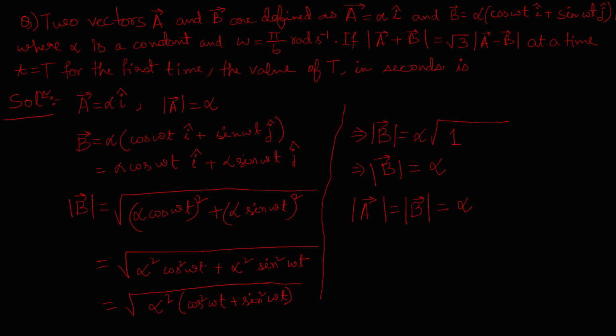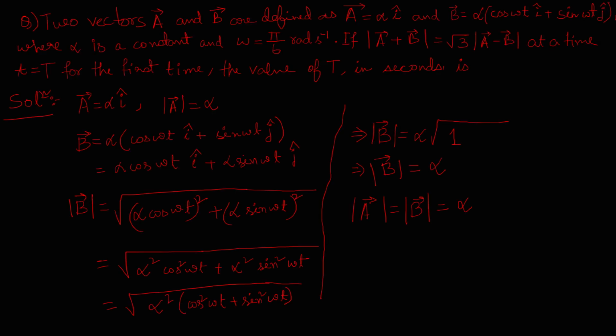In the last two videos, we assumed the value x, suppose small a, small x, etc. But in this question, we are already given the magnitude of both vectors, and that is alpha. Now we are going to take the second part of the question. The second part is given as the magnitude of A plus B is equal to root 3 times the magnitude of A minus B. So use our parallelogram law and solve the equation.